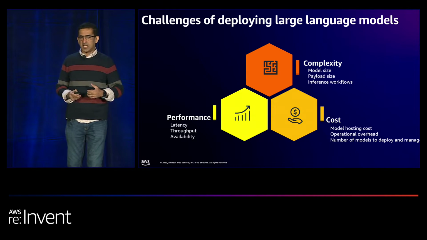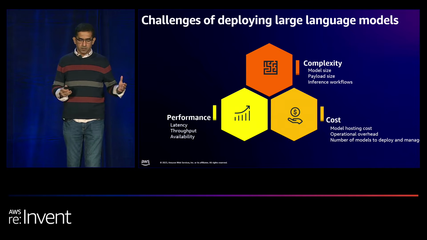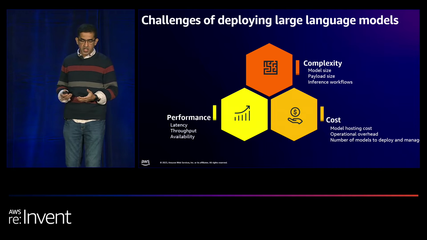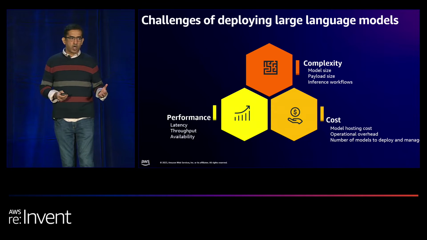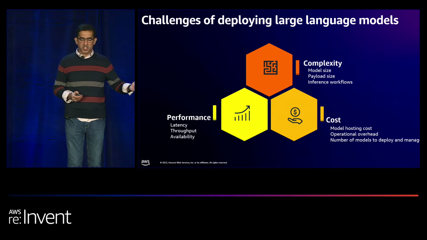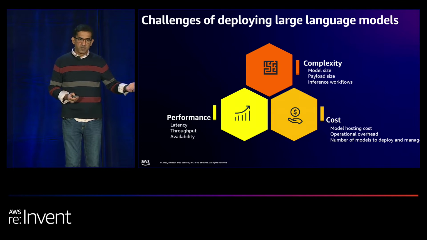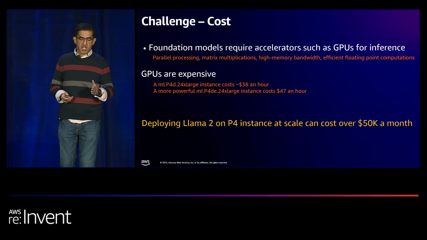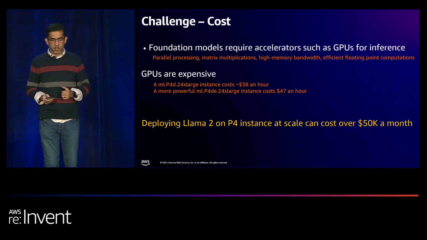For example, let's say you want to deploy a very large model, right? And you have very stringent latency and throughput requirements. You will have to deploy these models on very powerful accelerated compute instances, GPU-based instances, and your cost will become very high. Let's dive into these challenges, starting with the cost of inference from foundational models.